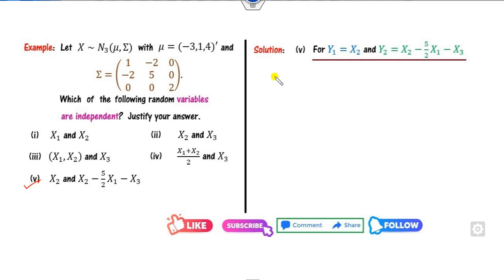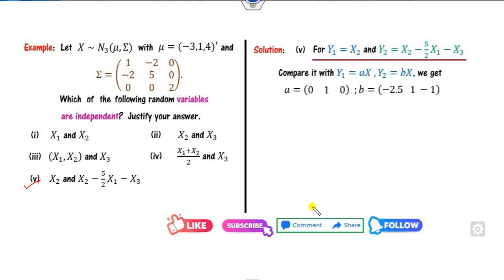Again, if I apply the first method, that is A sigma B transpose, firstly you have to compare: y1 is Ax and y2 is Bx. Can you find the value of A? This is the component of the x2. So x1 is 0, x2 is 1, x3 is 0. What is the component of the x1? Minus 2.5, x2 will be 1, x3 will be minus 1.